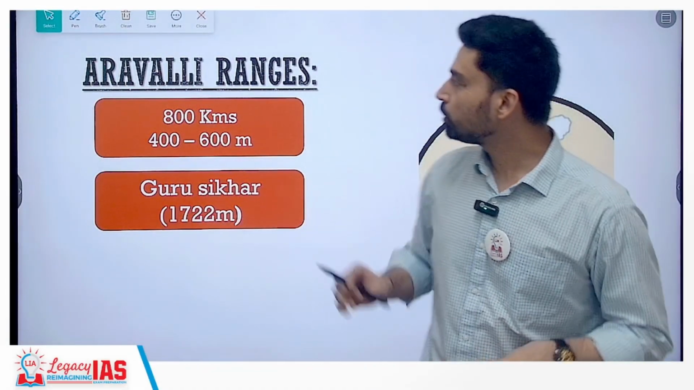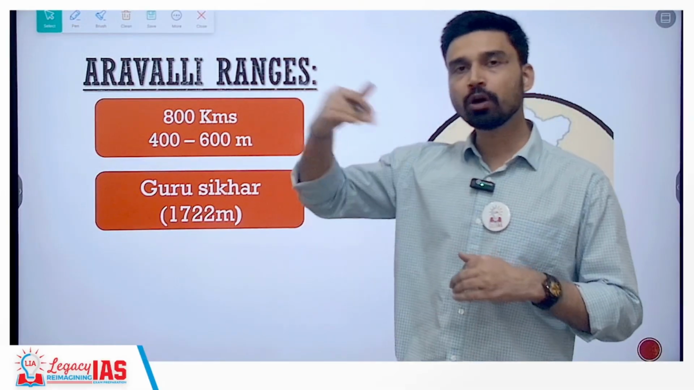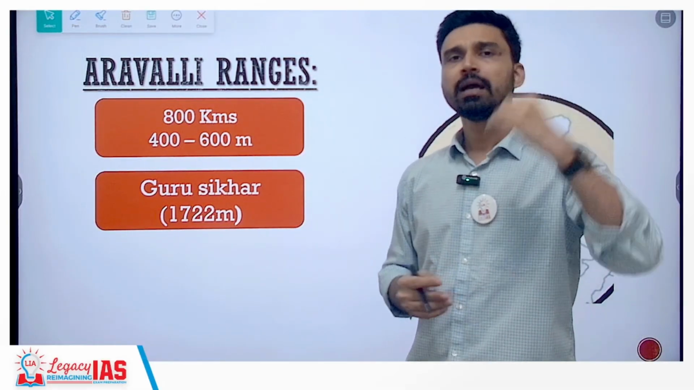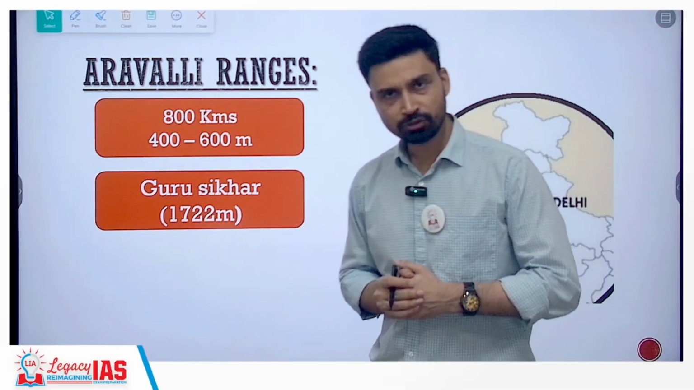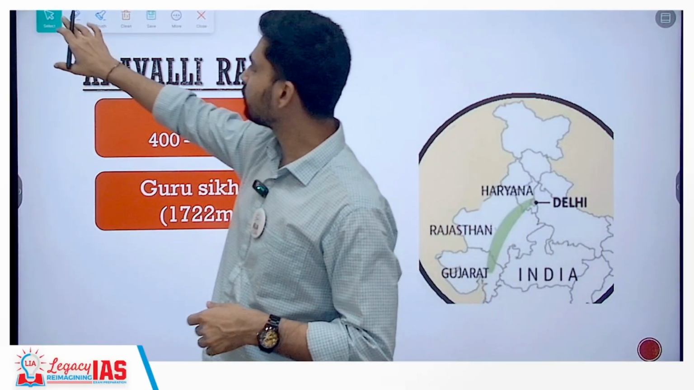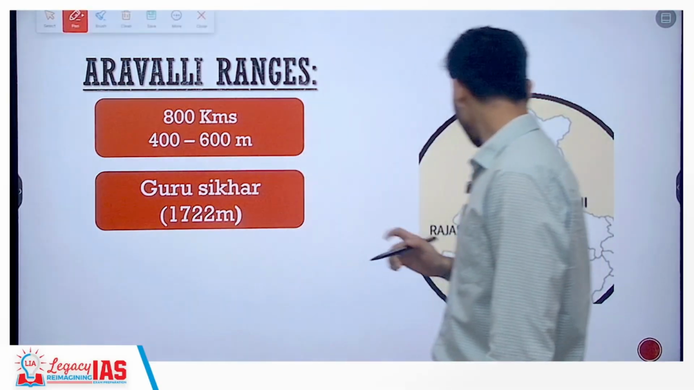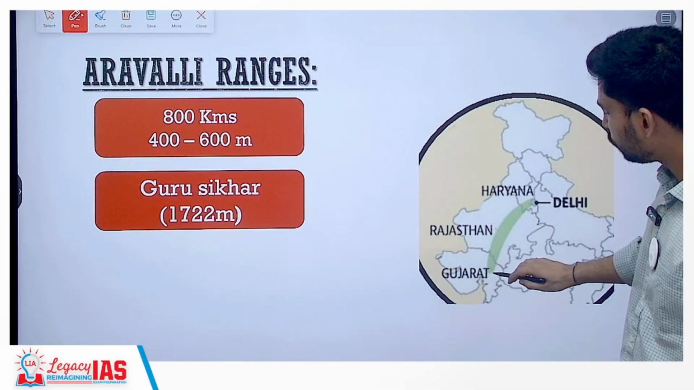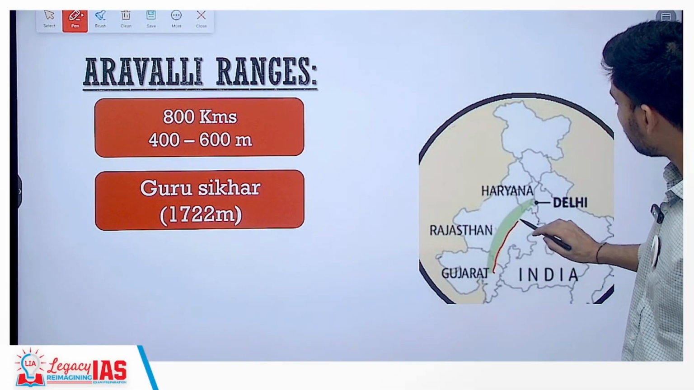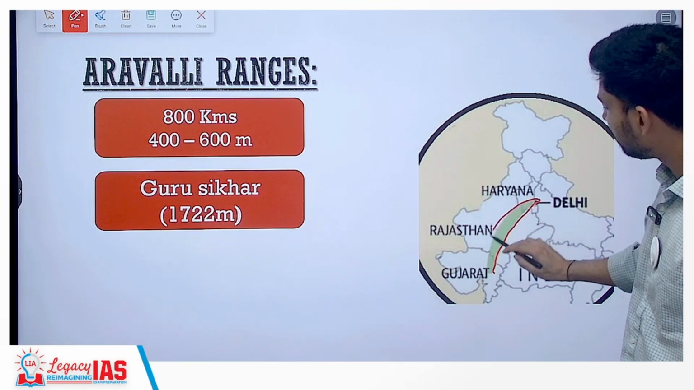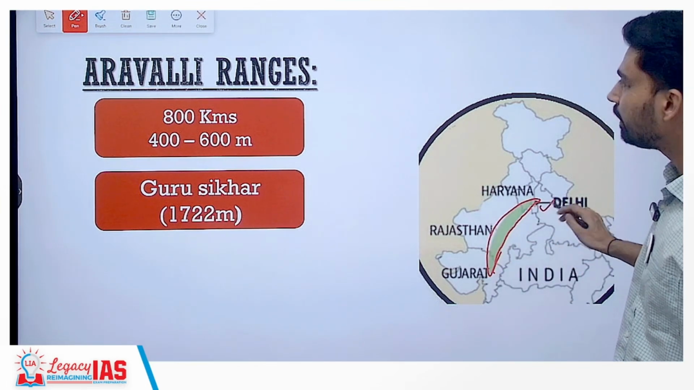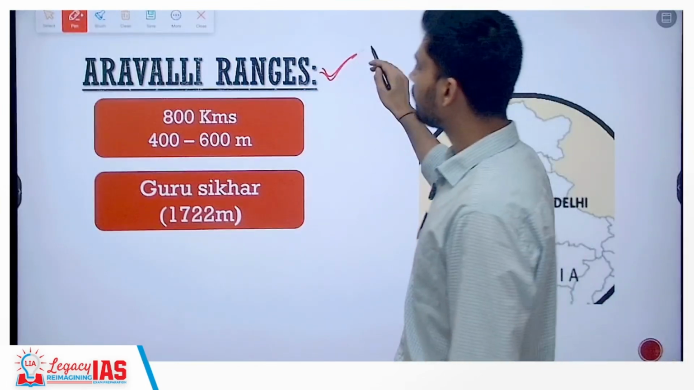Then coming to the hill. Now we have talked about the mountain. Mountains are very high altitude geological structures. However, if you come to the western or northwestern part of India, extending all the way from Gujarat, as you can see from here, Rajasthan, Haryana, and then finally terminating in Delhi, is a range called the Aravalli range.